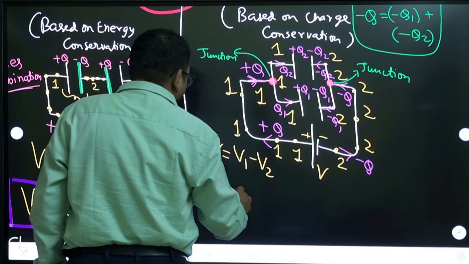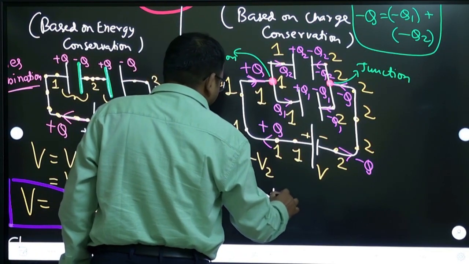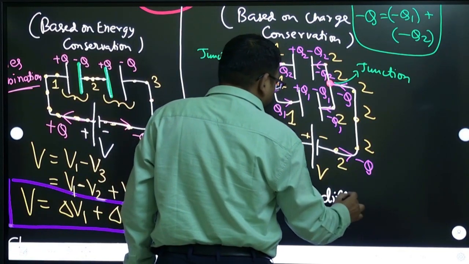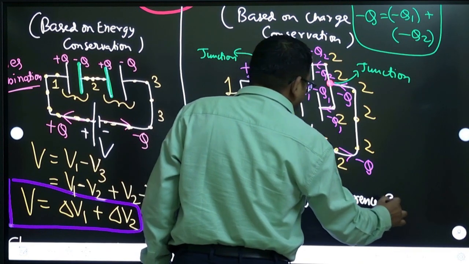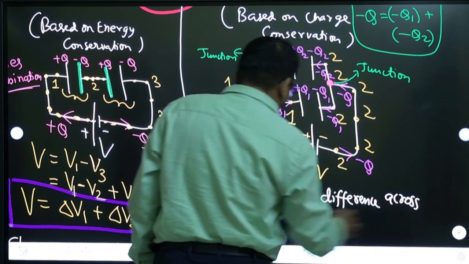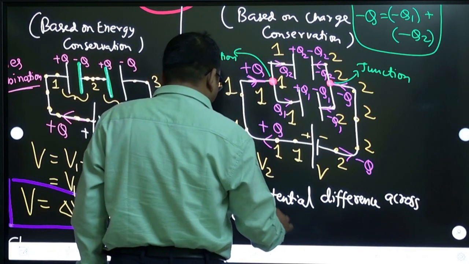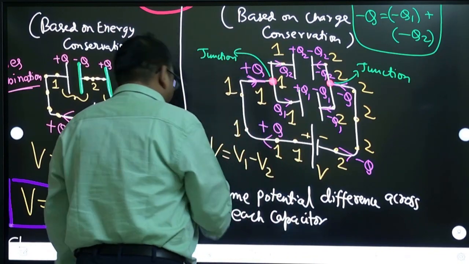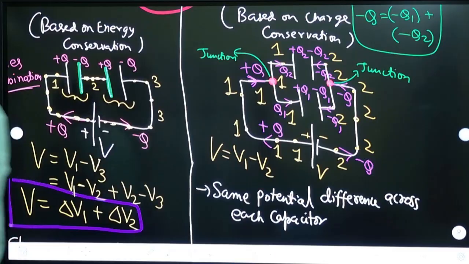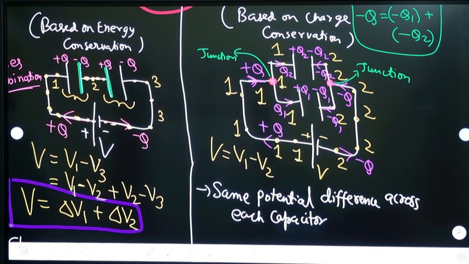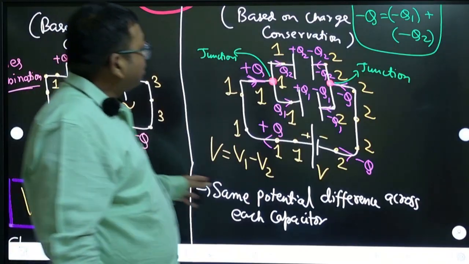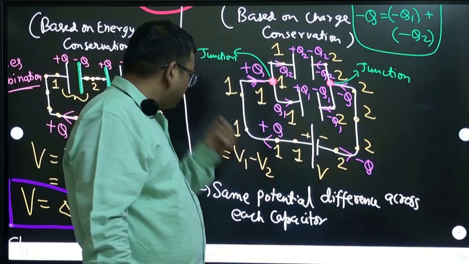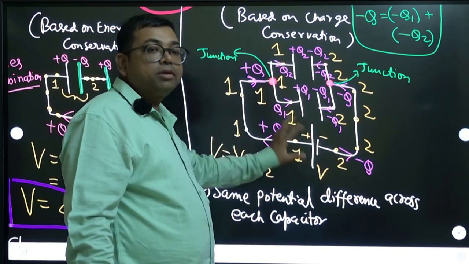Same potential difference across each capacitor. So this is the story about parallel. In parallel, what will we do? We will break the charge and apply charge conservation, and the potentials we have to keep the same.